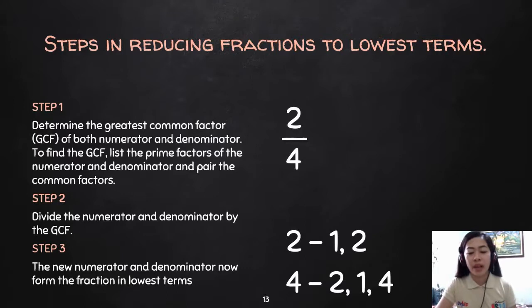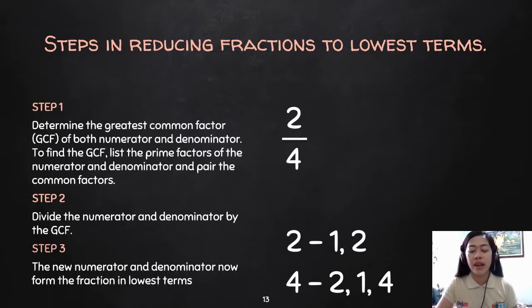Sa 4 naman, iisip din tayo ng mga numbers na kapag minultiply natin, 4 ang sagot. Ano yung mga number na yun? So we have 2, 1, and 4, kasi 2 times 2 is 4, and 1 times 4 is 4. So meron pa bang ibang prime factors other than that? So wala na.